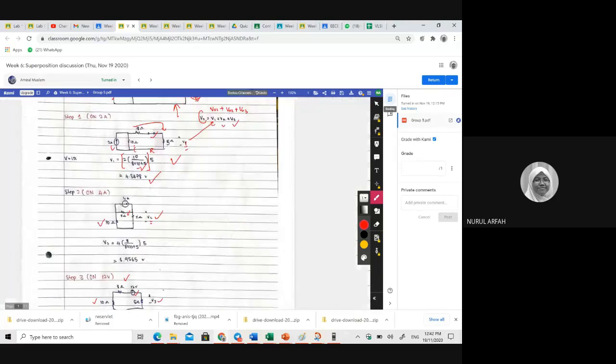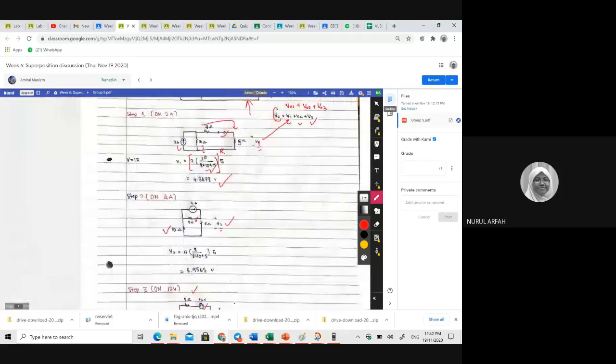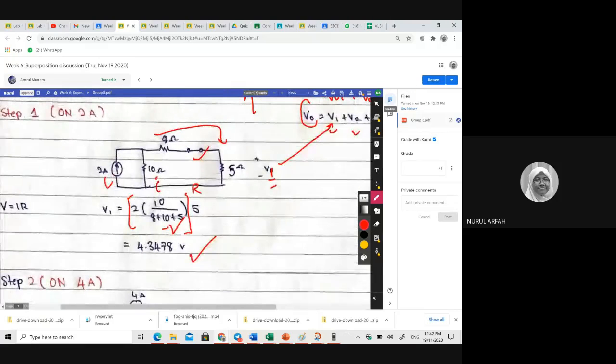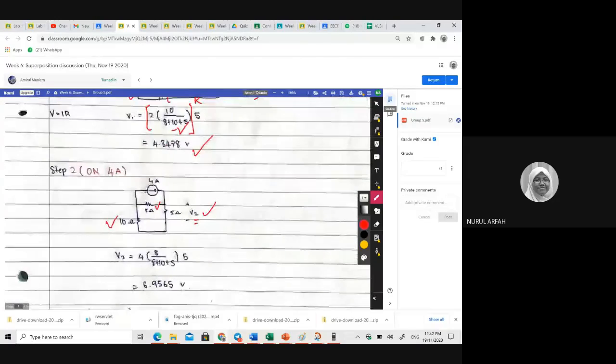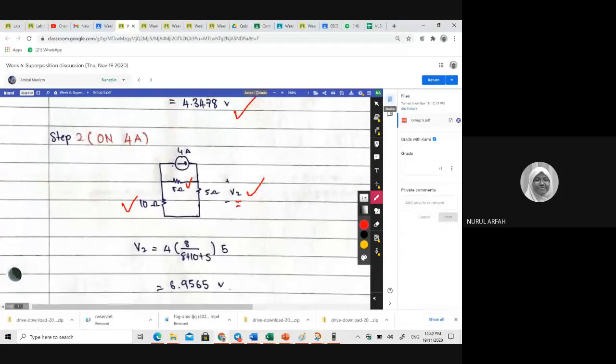Okay, that's good. And then number 2, but please be careful with the positive and negative. Since this is a plus, right? So your current direction should be this way. This is correct. And it's supposed to be positive. So this is good. Okay, next, you have this.